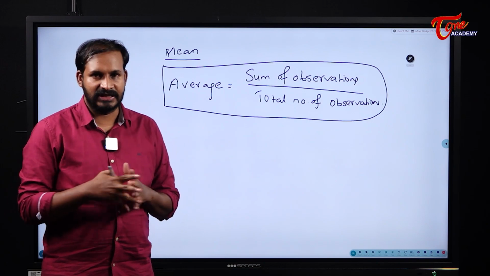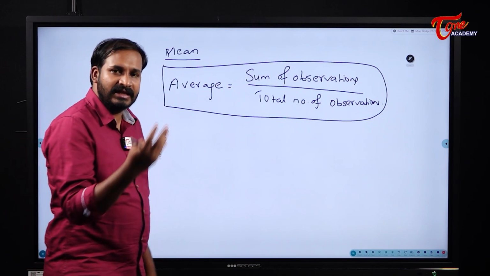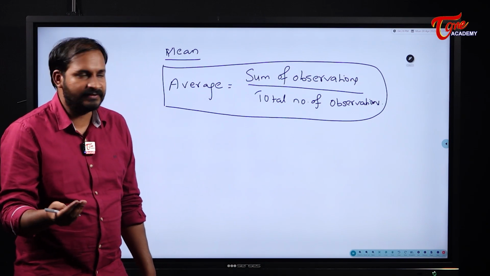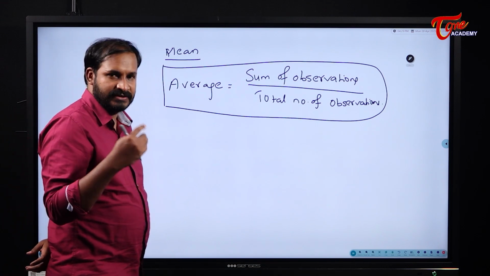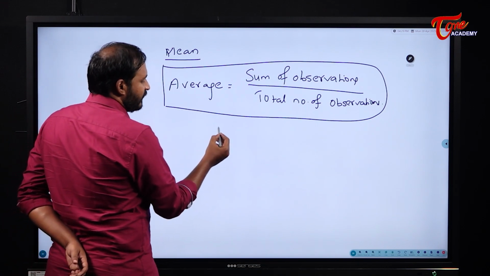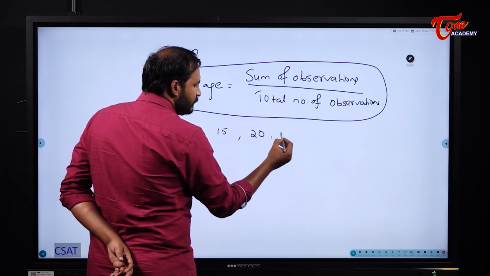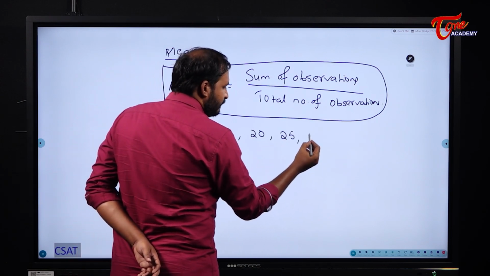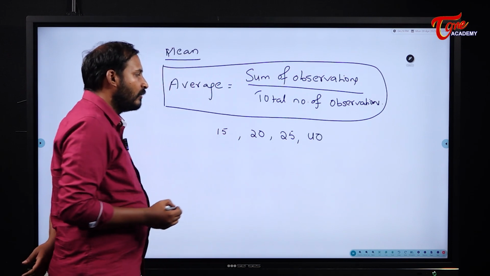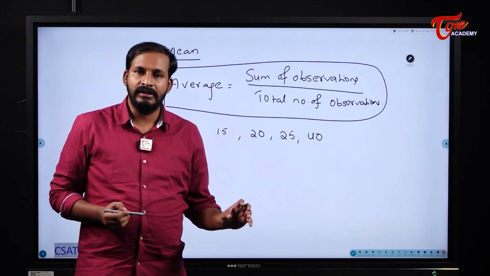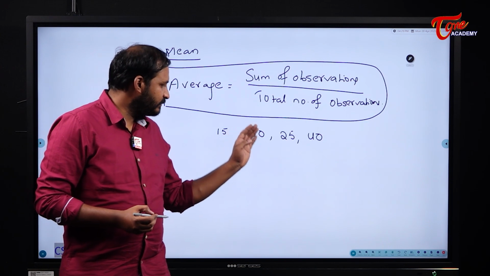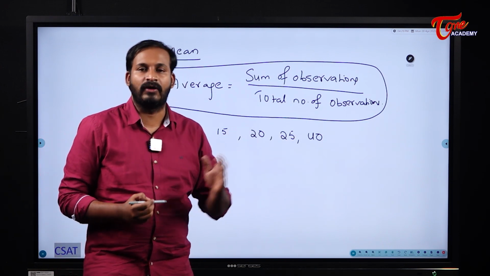Well and good, that is clear. But there is another method for us to calculate the same average. For example, take an example: some people have 15, 20, 25 and 40. There are 4 people. They have 15 rupees with one person, 20 with one, 25 with one and 40 with one.